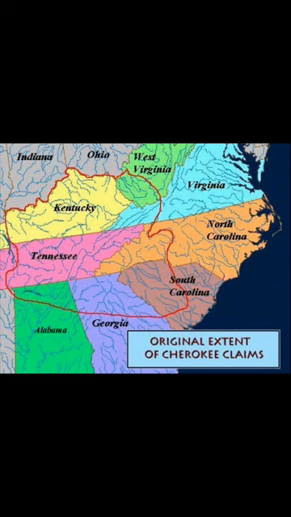So let me go over a little bit about the Cherokee history. Back in the early 1800s, the original extent of the Cherokees was in North Carolina, South Carolina, Georgia, parts of Alabama, parts of Tennessee, parts of Kentucky, parts of West Virginia and Virginia. And back in 1835, the Cherokees were actually sent to Oklahoma during the Trail of Tears.